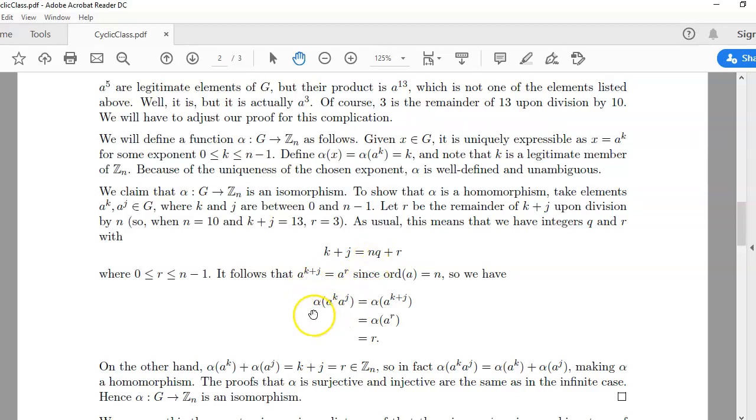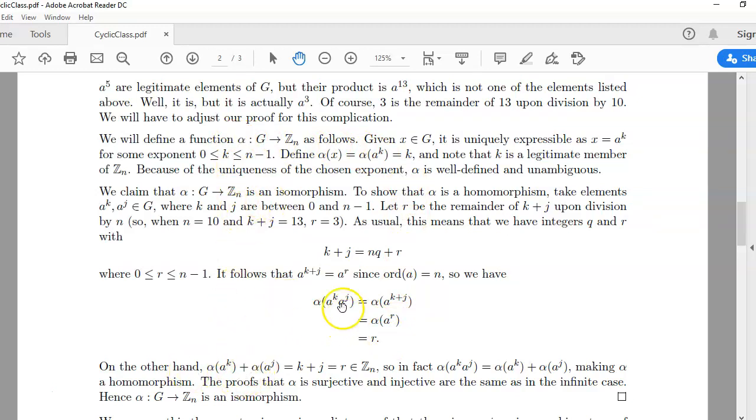And so what is alpha of a to the k times a to the j? That's alpha of a to the k plus j. But you've got to write that exponent to be in the correct span, and when you do that, it's exponent r. So this is alpha of a to the r, and alpha of a to the r is equal to r. So where does a to the k times a to the j go? It does not go to k plus j. It goes to r, by the way we've defined alpha.